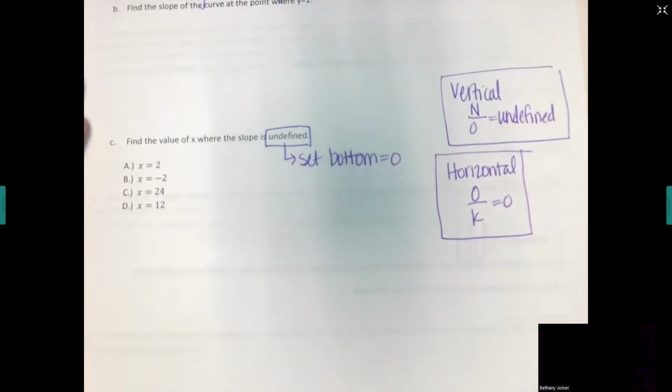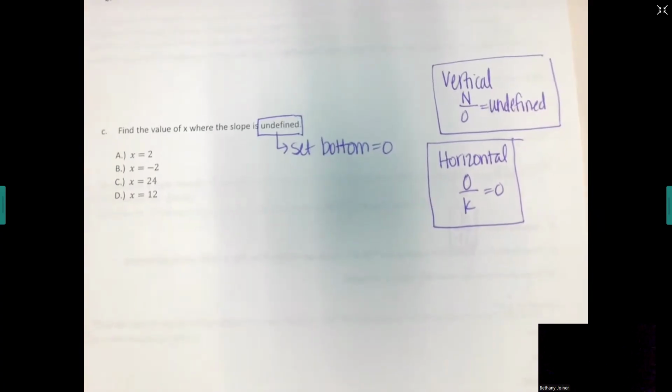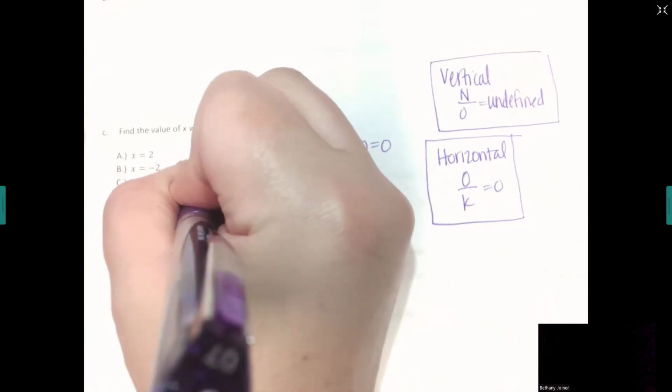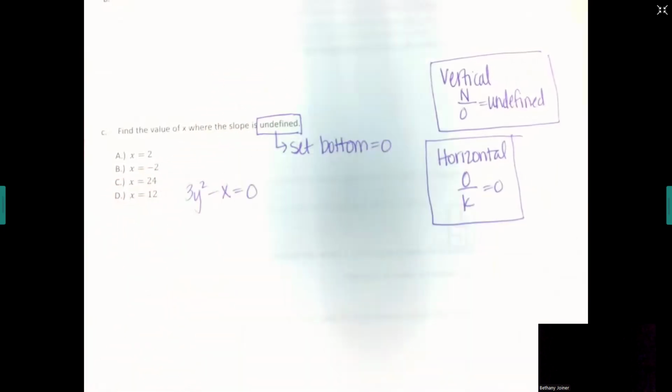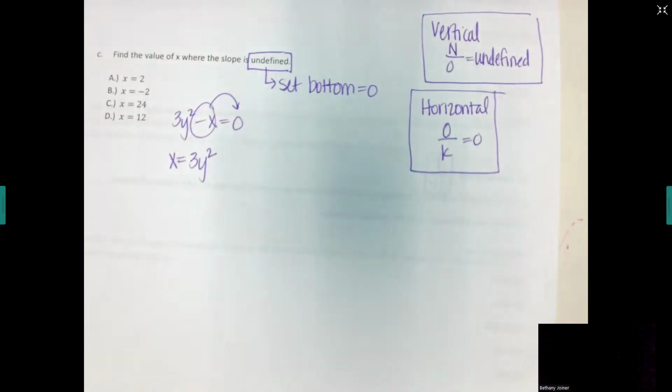So remember, you're either setting the top equal to 0 for a horizontal or the bottom equal to 0 for a vertical. So take the bottom of your dy/dx equation, let it equal 0. What is the bottom of that equation? 3y squared minus x equals 0. Which letter would be easier to get by itself? The x. Very good. So I'm going to just plus my x across so that it's equal to 3y squared. Then remember, your game plan is to take that substitute and go back to the original equation and swap the x's out for 3y squareds.